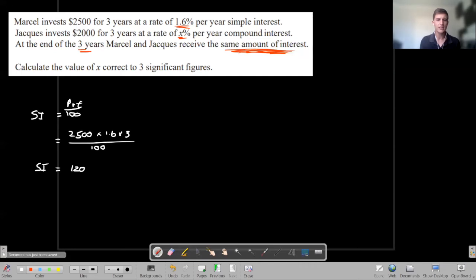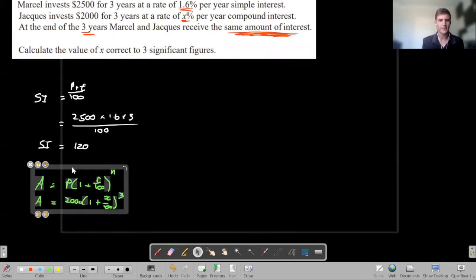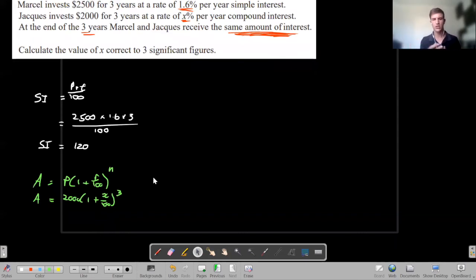But what we can do is, let's just write it. So we'll substitute what we know into the formula for my final amount. For Jacques, let's say A is equal to P times (1 plus R over 100) to the power of N. So this final amount is equal to 2,000 times (1 plus R over 100), and we don't know what that rate is. This is the variable that we're after. We raise it to the power of 3. Great, so this is how the final amount would look, right?